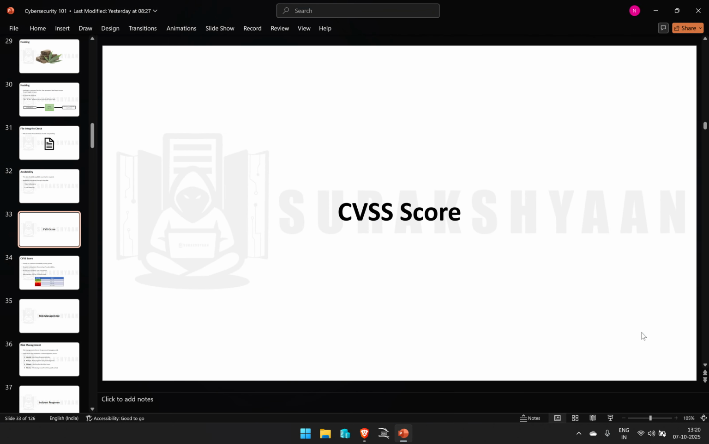Now, whenever we have systems or servers storing an asset or some particular data, those servers or systems might have multiple vulnerabilities, right? Now, how do we prioritize those vulnerabilities? There should be some standard through which we can say which vulnerability is the most critical and which one is the least critical, right? That is where CVSS score comes into play.